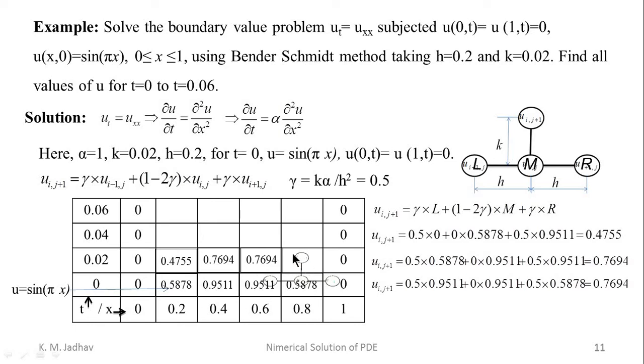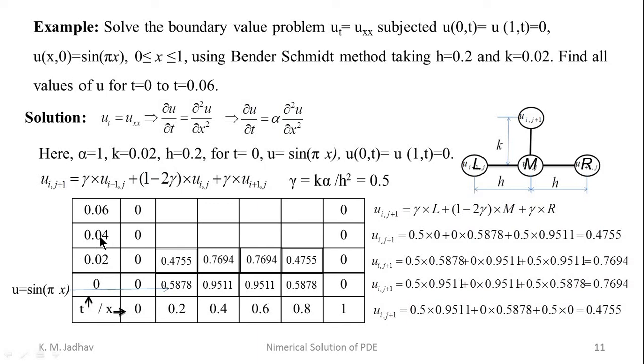Similarly, to calculate the value at this point, again we will use this formula. Here this is the left side value, this is the middle value, and this is the right hand side value. By putting values in this equation, we get the value at this point equal to 0.7455. So we can write that value here. These are the values of u when t is equal to 0.02.